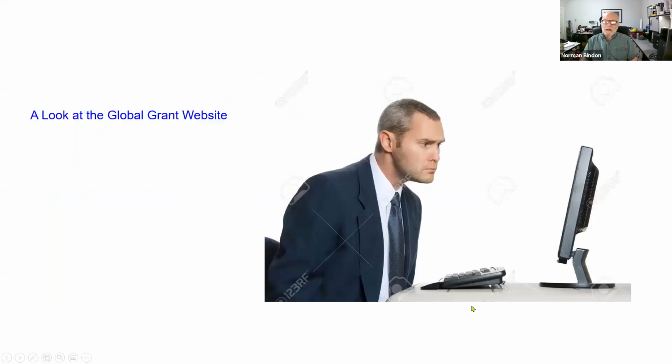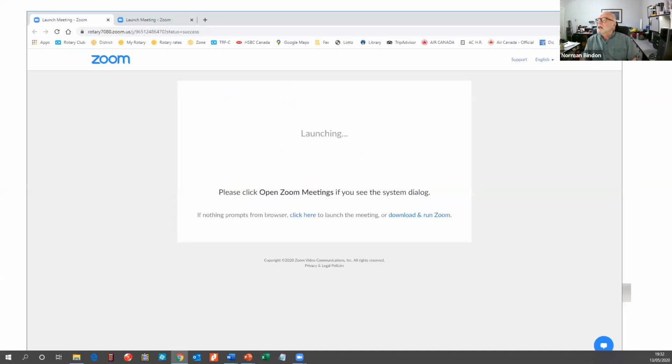So we're going to take a quick look at the Global Grant website. Unless you're using it every day, none of the Rotary websites are particularly user-friendly. If you're in there all the time, you get pretty comfortable with it. And we're going to produce a short webinar for later on their use. So today I'm just going to do a very brief overview. And I should have it ready.